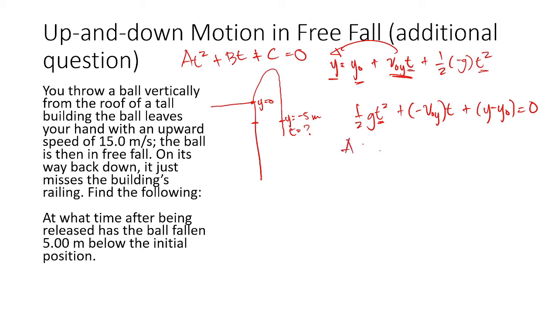Ibig sabihin lang dito, class, we will have here a quadratic equation which has our a equal to negative 1 half g. Our b is equal to negative v naught y, and subscript dapat yung nasa negative v naught y. And our c will be equal to y minus y naught. Okay? And kapag meron ka na nito, pwede mo na actually ma-compute yung t using our quadratic formula.